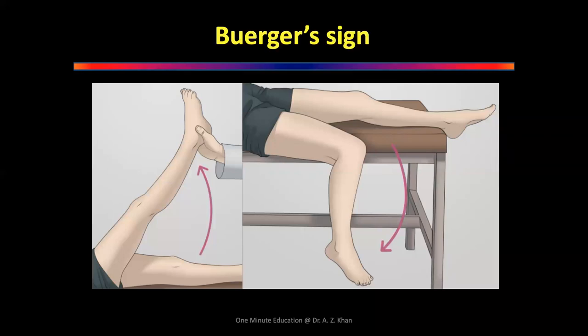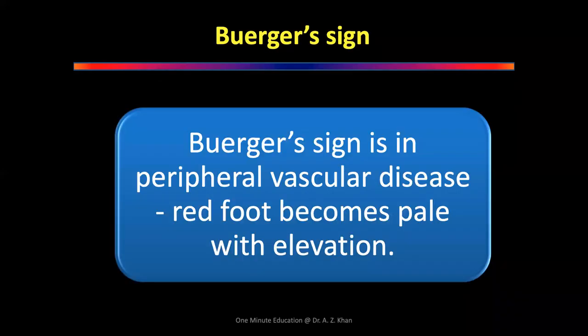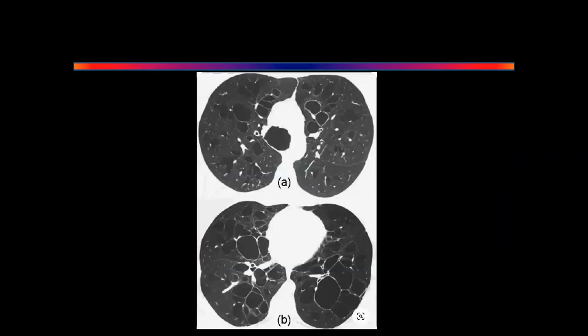This is the Berger sign, okay? And Berger's sign is for peripheral vascular disease. The red foot becomes pale with elevation and then becomes cyanotic with hanging over the side. Okay? All right.